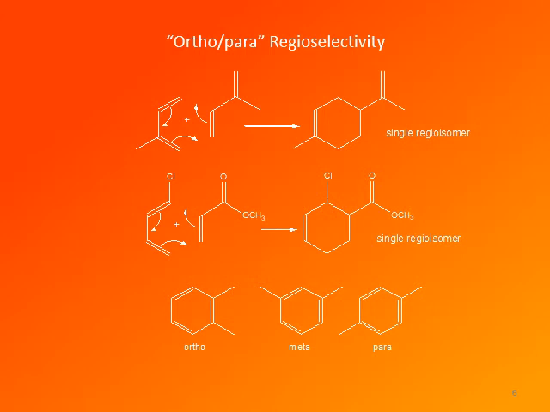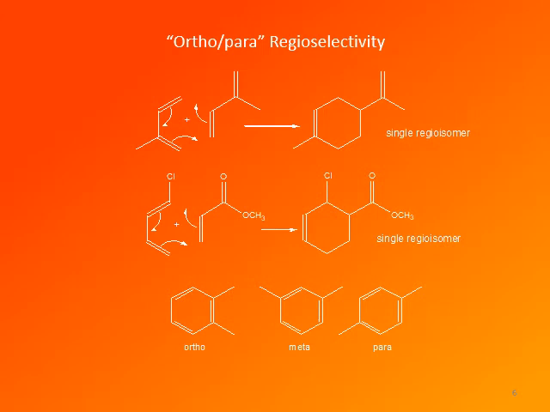We call this regioselectivity ortho-para selectivity after substitution patterns of the benzene ring. Benzene is an aromatic compound, and there are 3 possible substitution patterns on the benzene ring. If 2 substituents are next to each other, occupying positions 1 and 2, that's the ortho isomer. If they are in positions 1 and 3, then this is called the meta isomer, and if they are in positions 1 and 4, that's the para isomer.